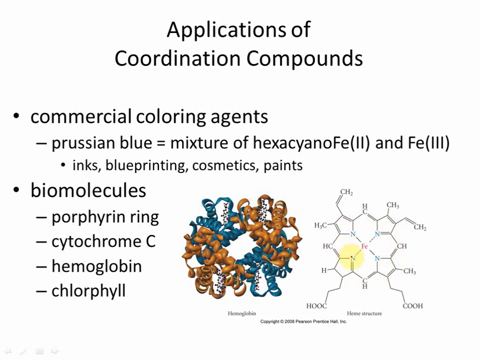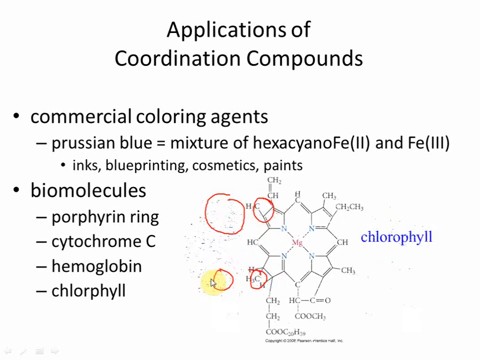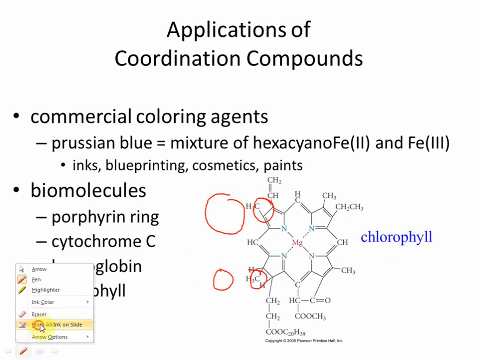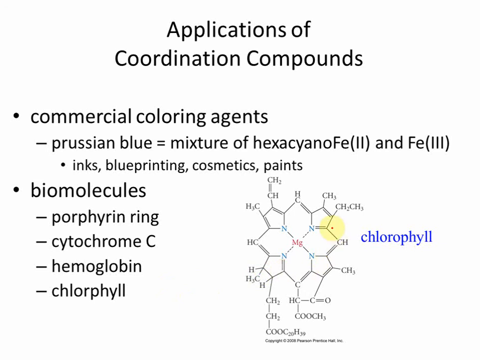And then chlorophyll. Chlorophyll also uses a porphyrin ring, and this porphyrin ring has a magnesium at the center. And these act as antennas to harvest light. As it brings light energy in, it transfers energy so that the plant can undergo photosynthesis.